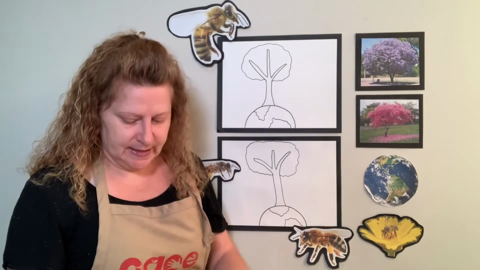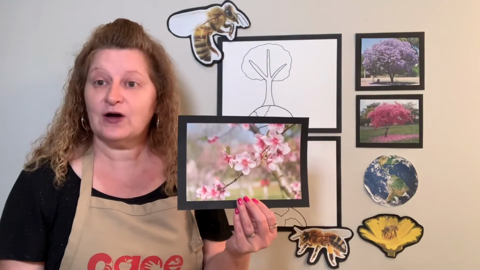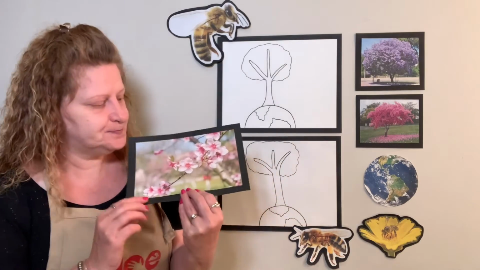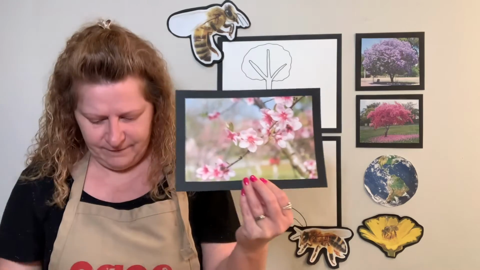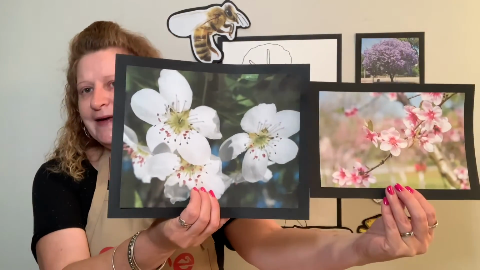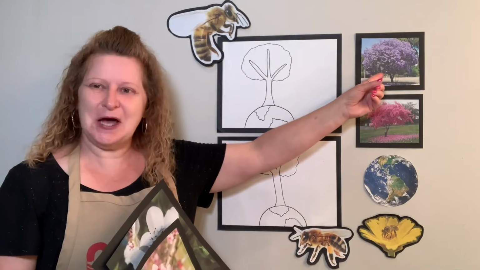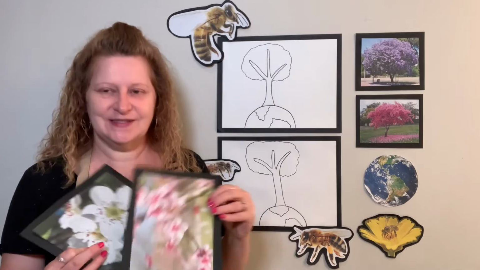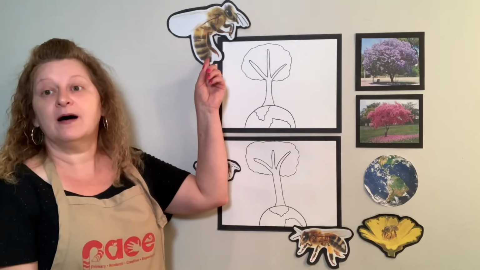And flowering trees have flowers. That's why they're called flowering trees. If you look carefully here, this one has pink flowers. I have another picture of one that has white flowers. And here, of course, it would have, good job, purple flowers. Awesome. Well, these flowers are very important to our bees.